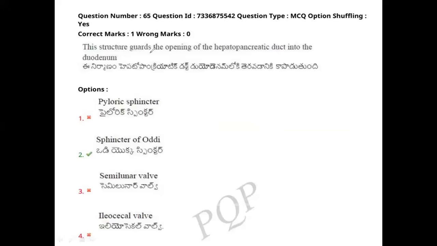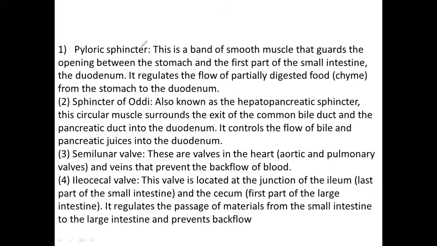The structure that guards the opening of the hepatopancreatic duct into the duodenum is the sphincter of Oddi. This is the correct option. Let's see about the other sphincters also, they may ask. So first is pyloric sphincter. It is generally present between the stomach and the duodenum. That's the first part of the small intestine, and duodenum. So the sphincter between the stomach and duodenum is the pyloric sphincter.